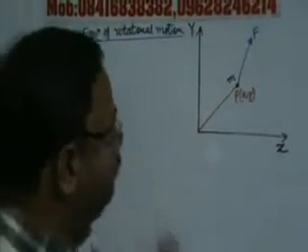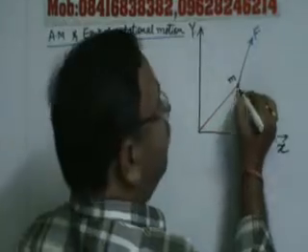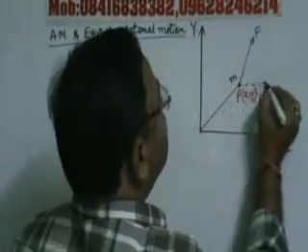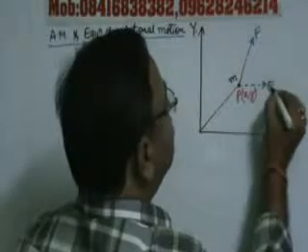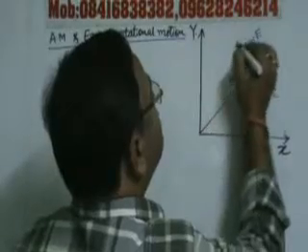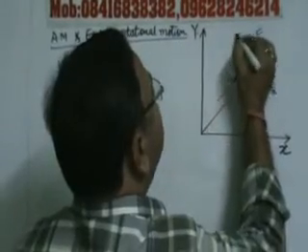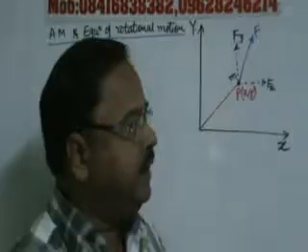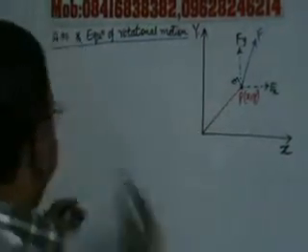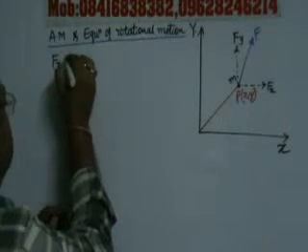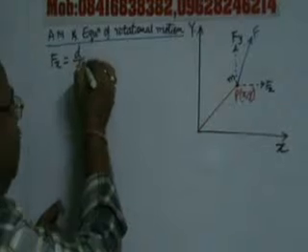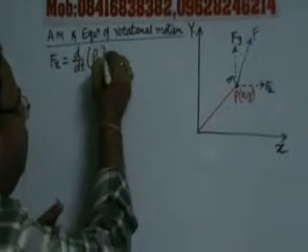Right, now here we will have components of this force. This is Fx, and this will be Fy. These are the components of force along the x and y axes respectively. So we have Fx equal to d by dt of the component of momentum px, right?